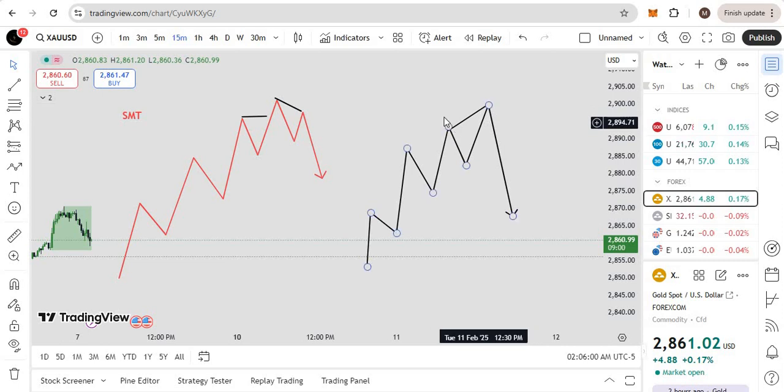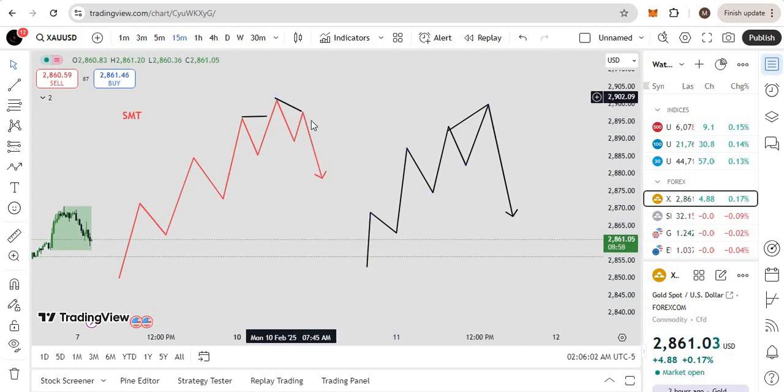So what is that he did? He took the liquidity, but here he didn't. So a correlated pair looks like that. So we have to find that one to increase our win rates, increase our strategy win rate and probabilities.